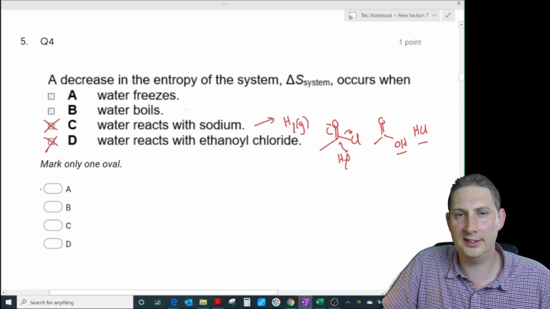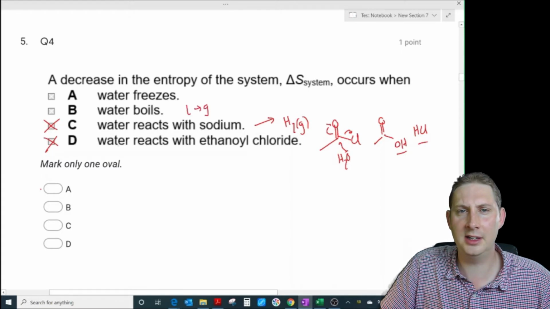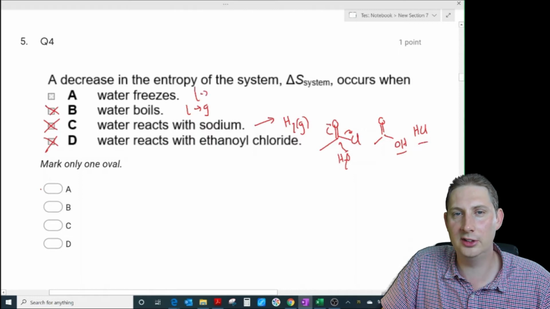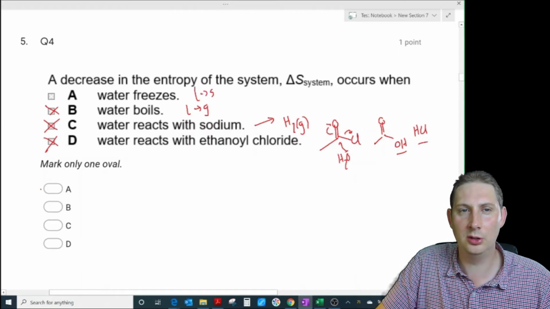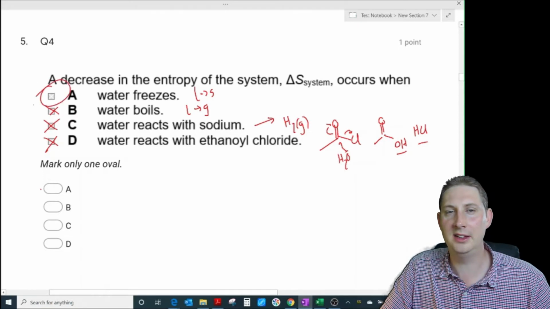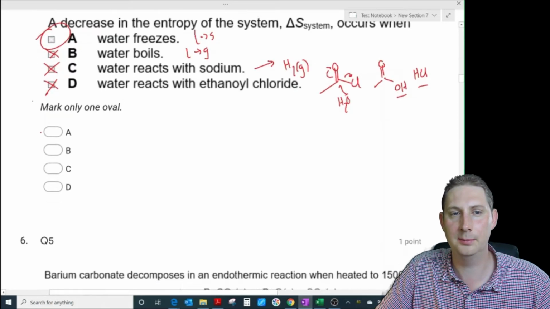Water boiling, well, that's going to go from a liquid to a gas, so that would be a large increase in entropy of the system. But water freezing is liquid to solid. Those free moving particles are now constrained, so yes, A. That would be a decrease in entropy of the system.